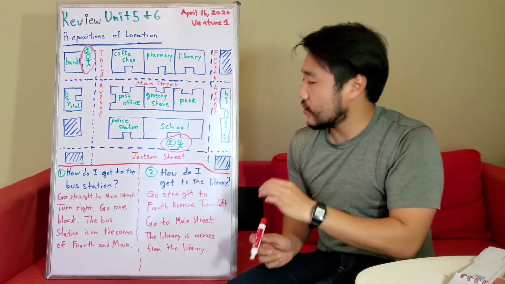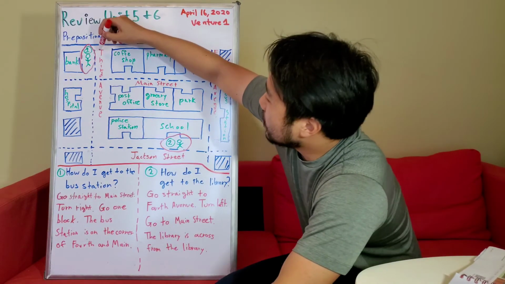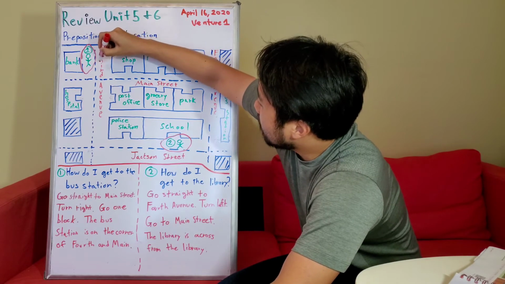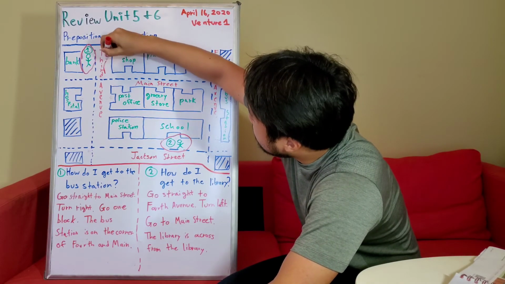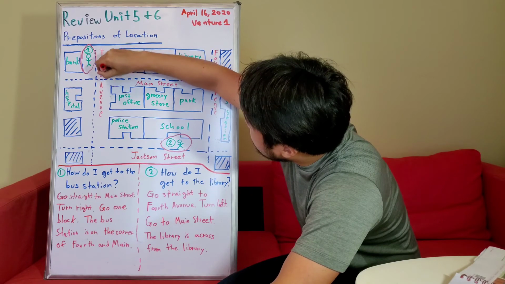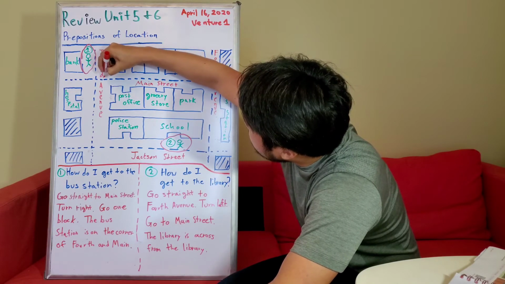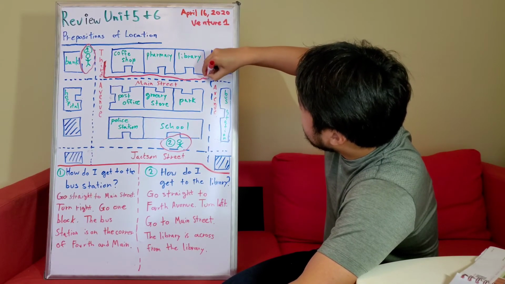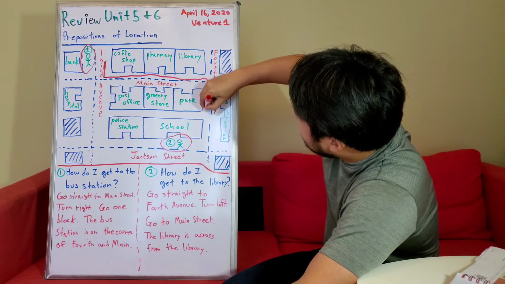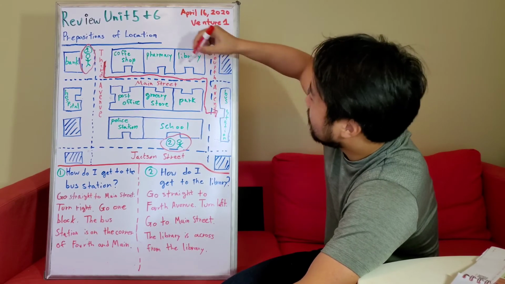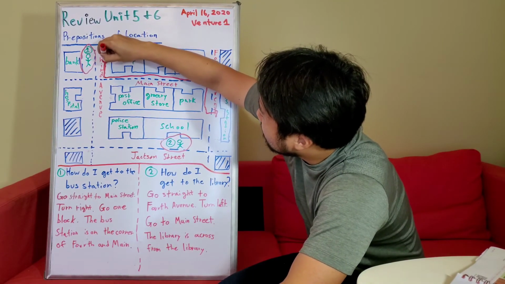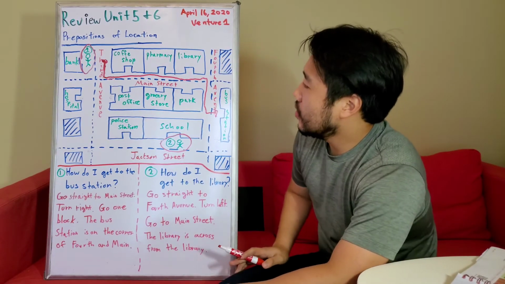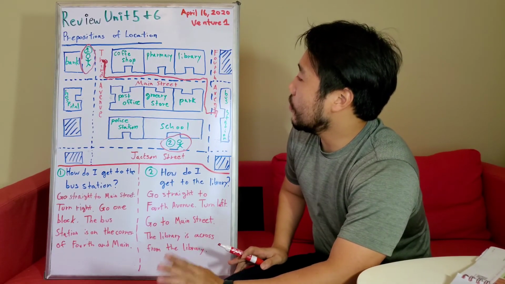So how do I get to the bus station from here? If I want to go to the bus station, which is here, this is the route I would take. I go from here to here, and then here, and then here. So this is the route I want to take. Let's go one by one.